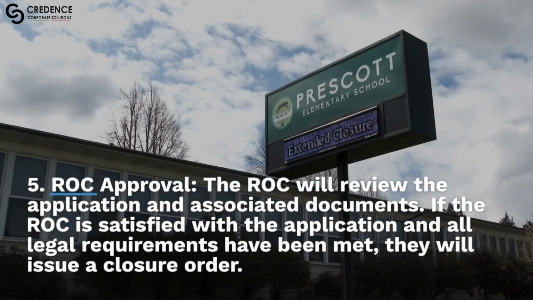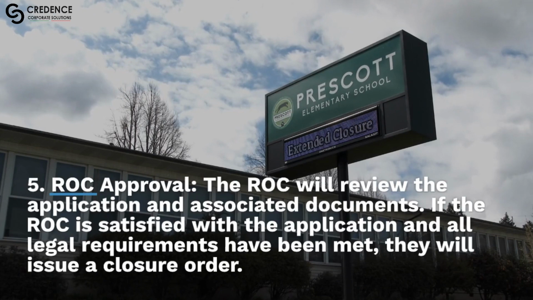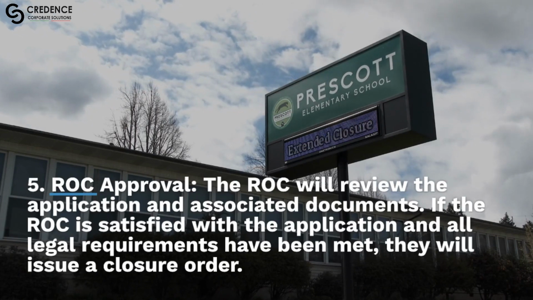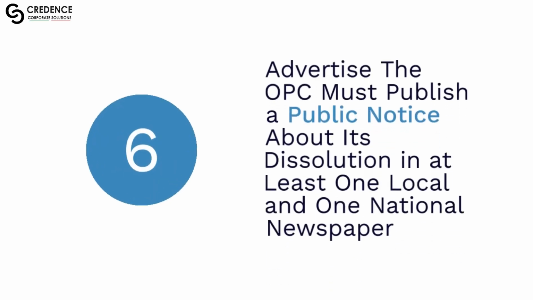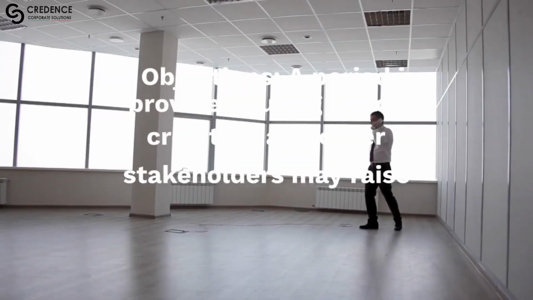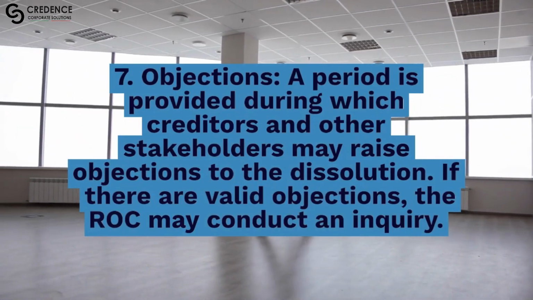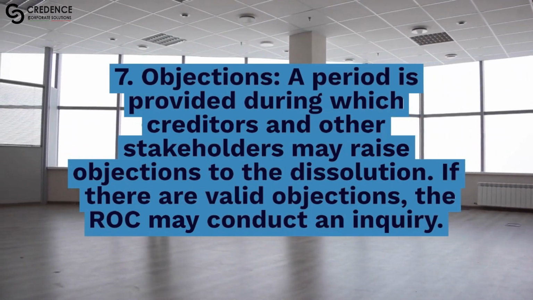5. ROC approval. The ROC will review the application and associated documents. If the ROC is satisfied with the application and all legal requirements have been met, they will issue a closure order. 6. Advertisement. The OPC must publish a public notice about its dissolution in at least one local and one national newspaper. 7. Objections. A period is provided during which creditors and other stakeholders may raise objections to the dissolution.